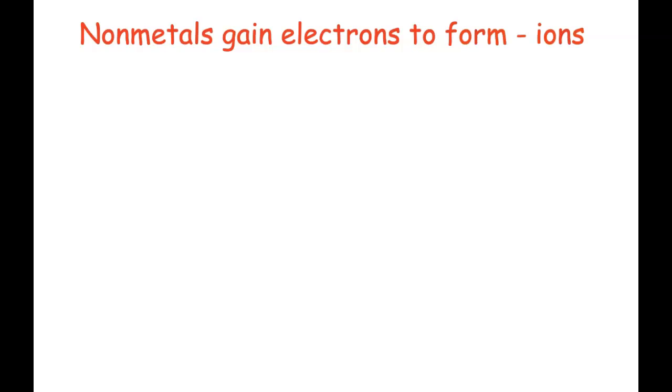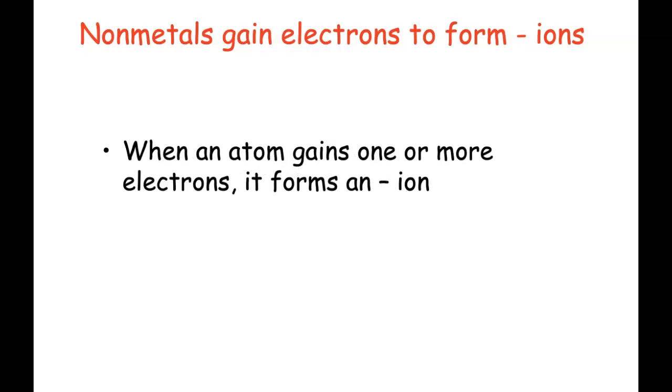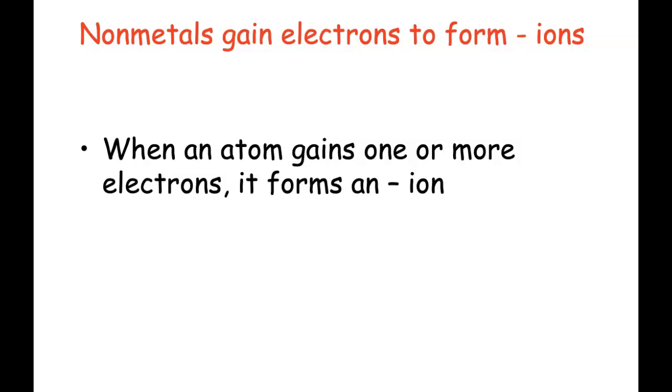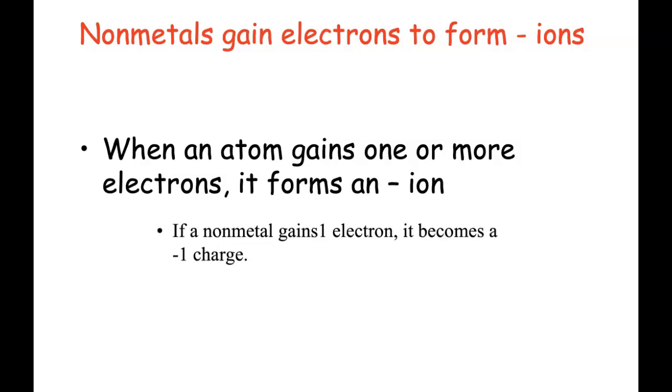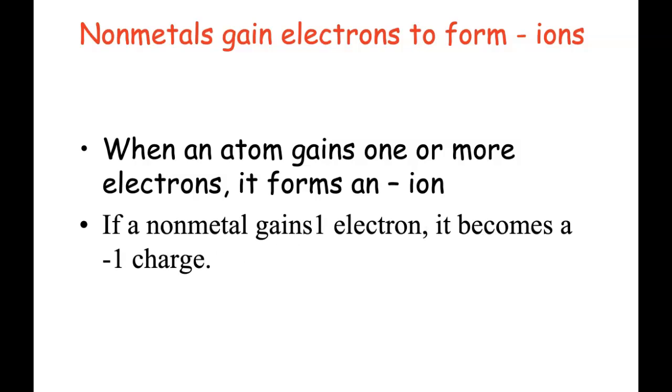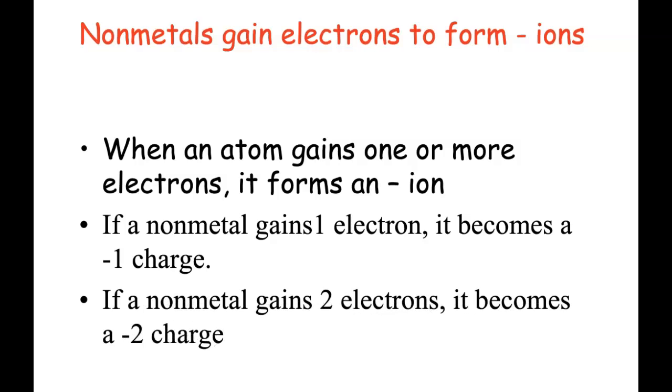Nonmetals are the opposite, of course, the nonmetals way over on the right side of the periodic table, they generally gain electrons to form negative ions. So when an atom gains 1 or more electrons, it would become a negative ion. So specifically, if it gains 1 electron, it's got a -1 charge. If it gains 2 electrons, it gets a -2 charge.